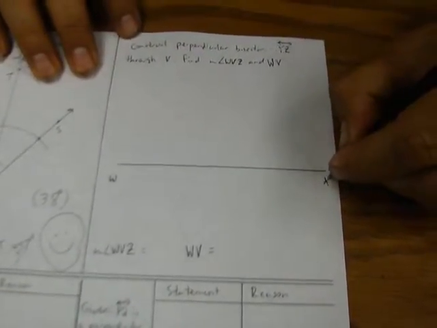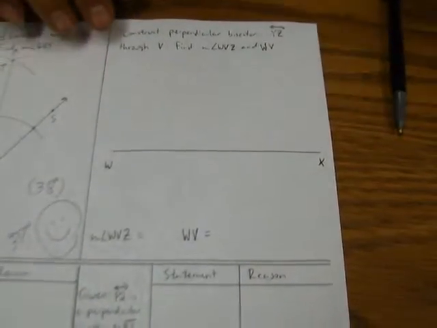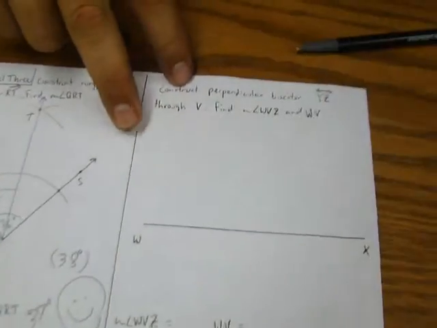Cool. Next one. Construct perpendicular bisector line YZ through V. All right, by the way, if you're wondering, that's supposed to say X. I'm sorry that it doesn't. Okay, find the measure of angle WVZ and WV. Alright, I need to make a perpendicular bisector. So a perpendicular bisector has 2 arcs.